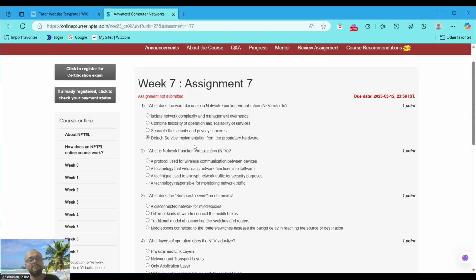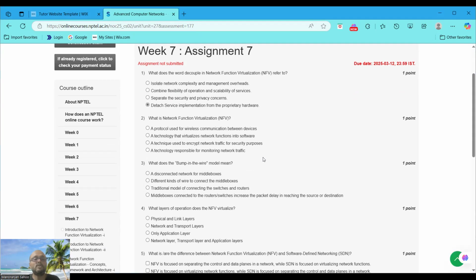Going to question number 2, what is network function virtualization, NFV? It is a technology that virtualizes network functions into software. That is option B. You got it? Question 2, option B. NFV virtualizes traditional network functions, that is routing and firewalls, into software running on commodity hardware, improving flexibility and reducing costs.